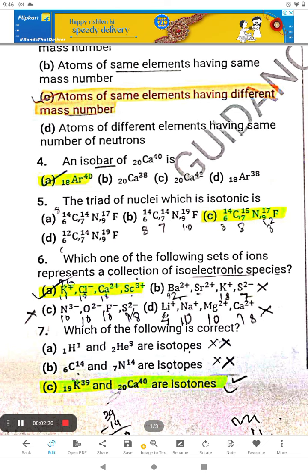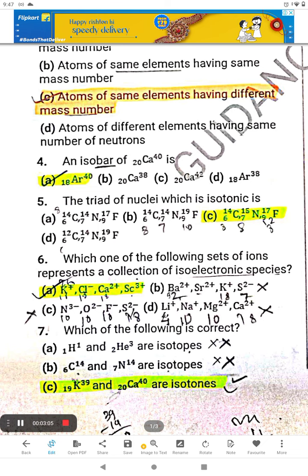B option, Ba2+ means what? Barium. Barium is the 56th element and it will lose 2 electrons. It will have 54 electrons. Strontium is the 38th element. It will lose 2 electrons and it will be 36. Potassium will lose 1 electron, it will attain 18, and sulfur will gain 2 electrons and it will get 18 electrons. So they are not isoelectronic.